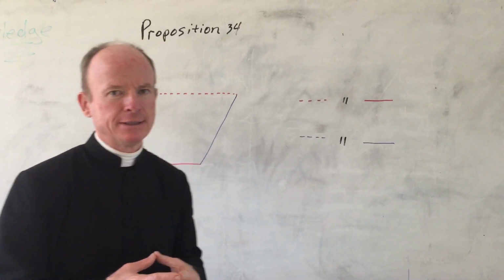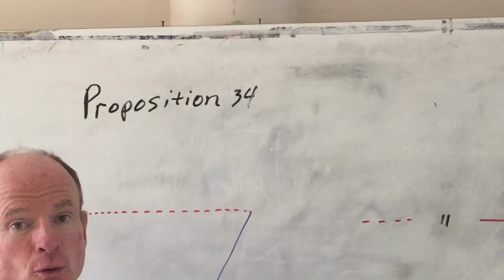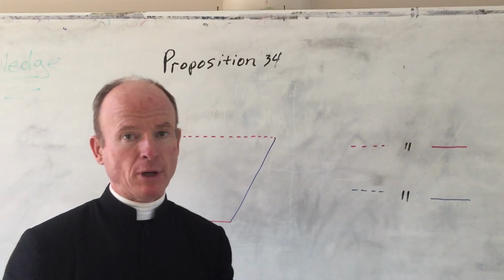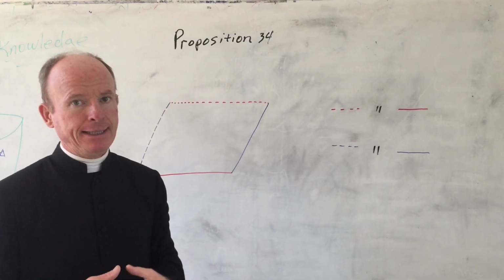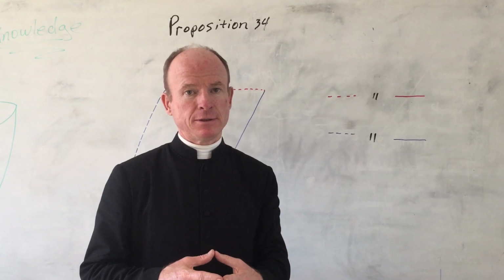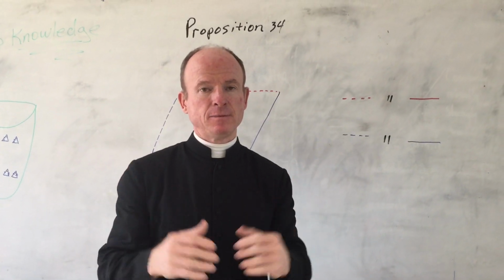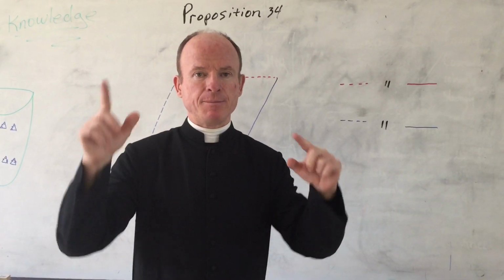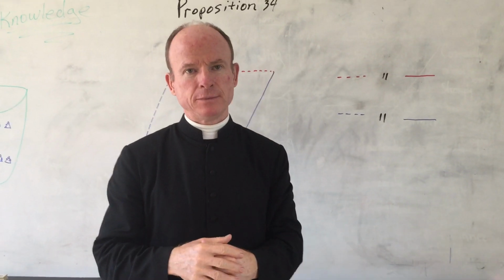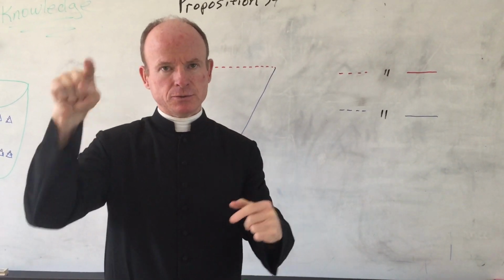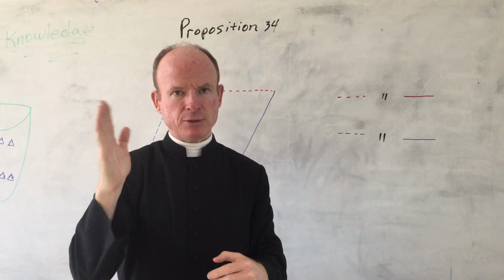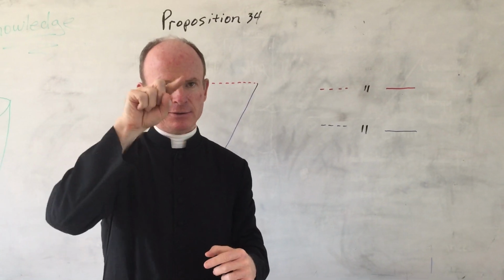Hello, dear students. Today we have Proposition 34, Book 1, Proposition 34. In parallelogramic figures, the opposite sides are equal and the opposite angles are equal.